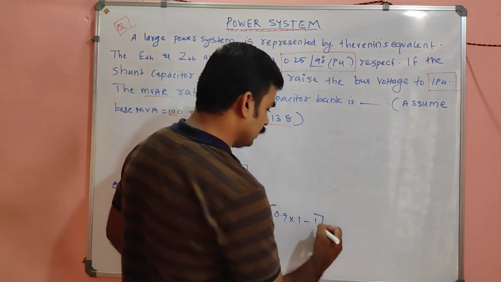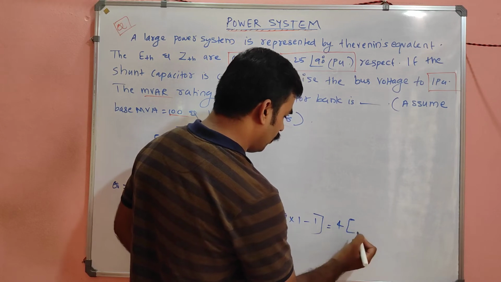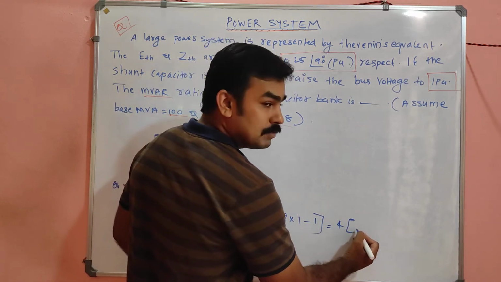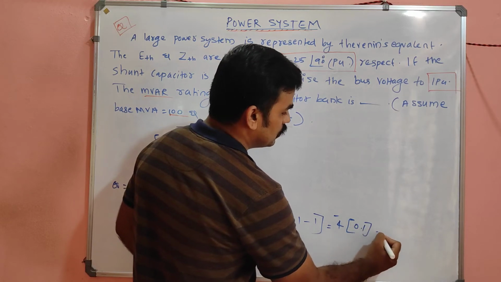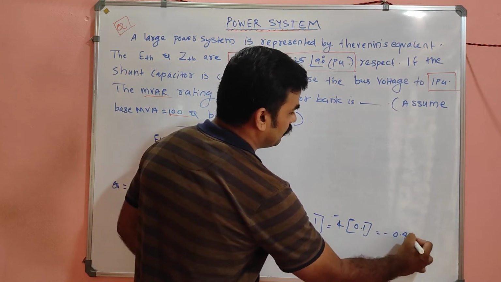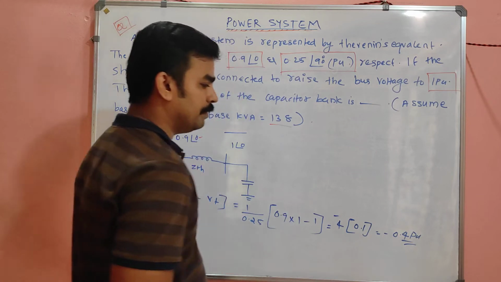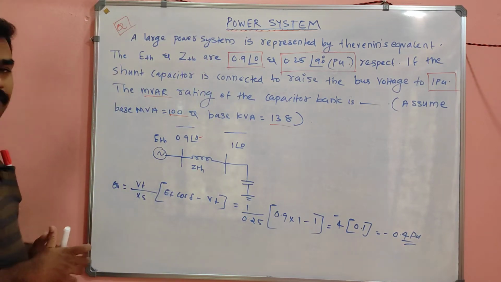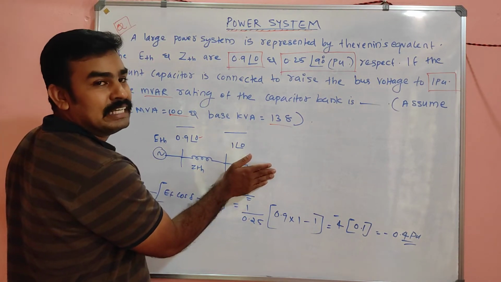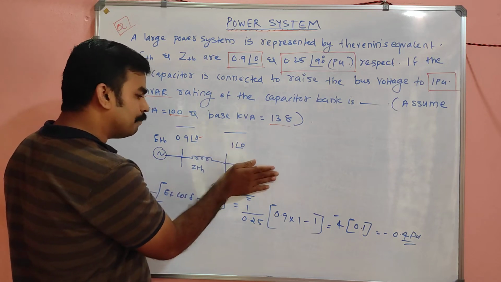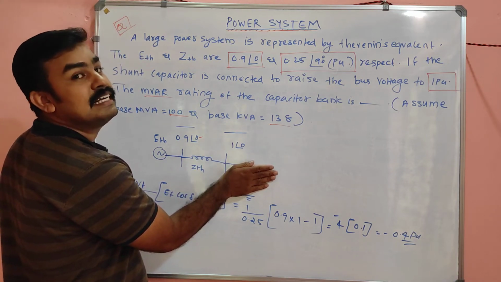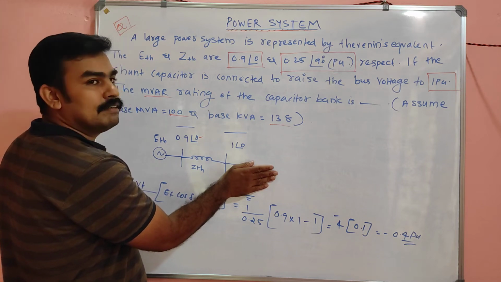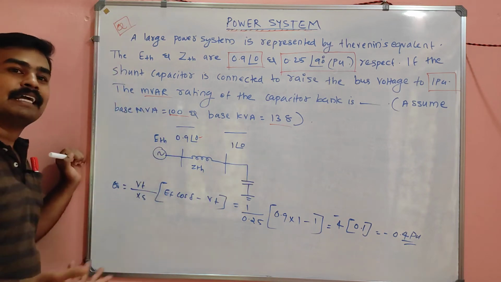So if you solve this, 1 divided by 0.25 it is nothing but 0.9 minus 1, it is nothing but 0.1. So minus 0.1. So minus 0.4 per unit will be the reactive power. That is the reactive power not due to the capacitance, my dear. That is the reactive power due to a voltage source and a reactance, Z Thevenin. Due to that we will get a reactive power.